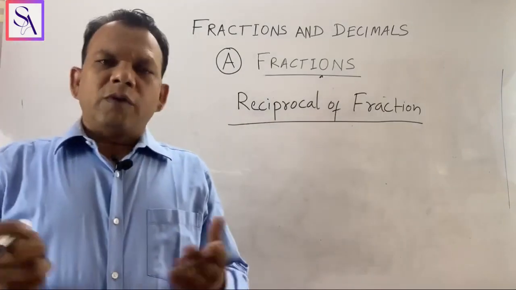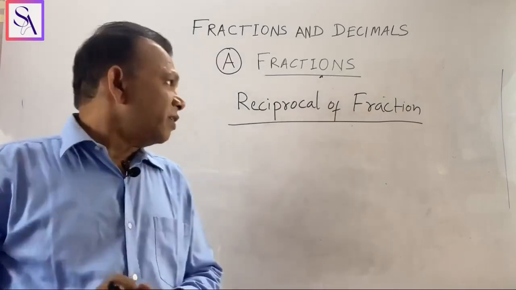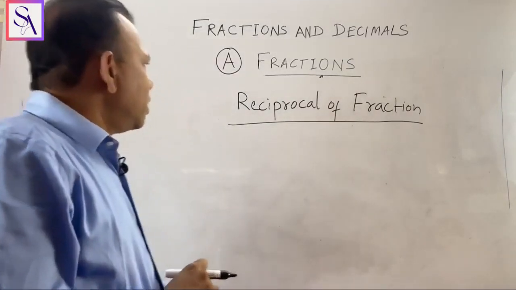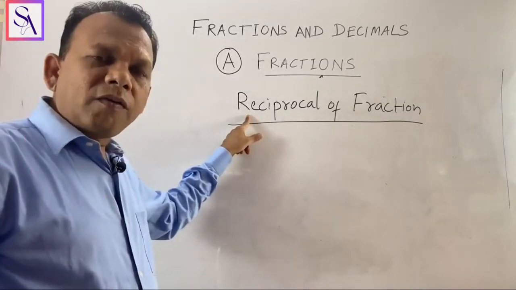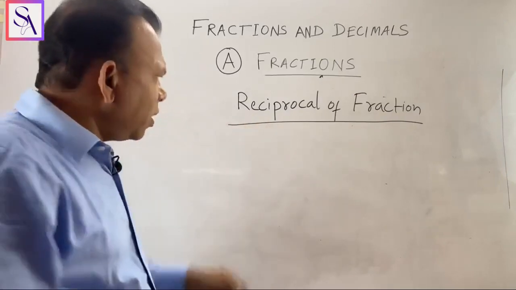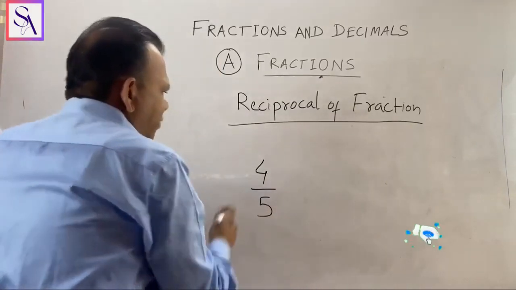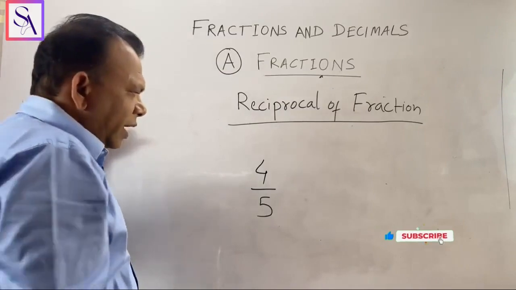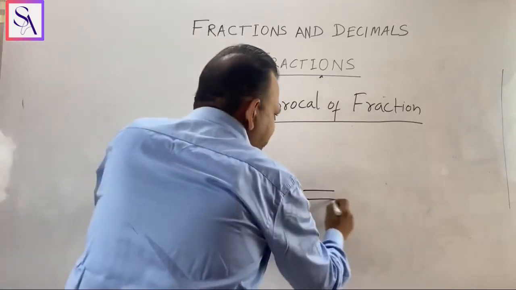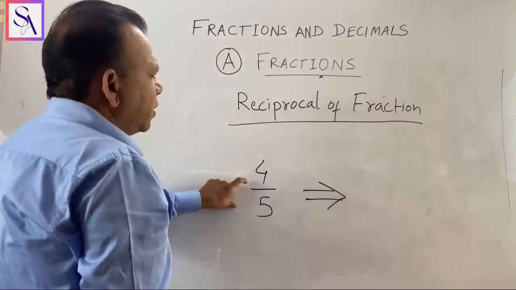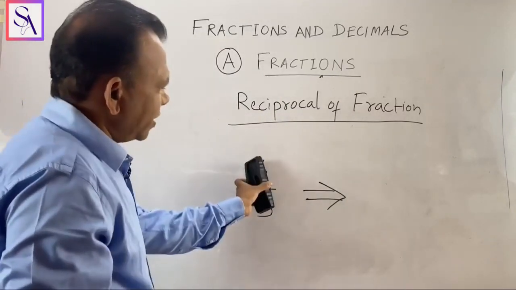Very simple. So now we will learn the meaning of the reciprocal of a fraction. Have you heard this word? Reciprocal. What do you mean by reciprocal? It's very simple. Reciprocal means if there is a fraction, for example 4 by 5, and I want to get the reciprocal of this fraction, I have to invert it. Invert means just flip it like this.